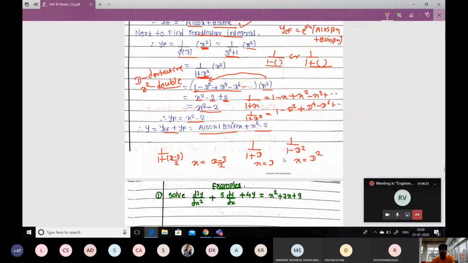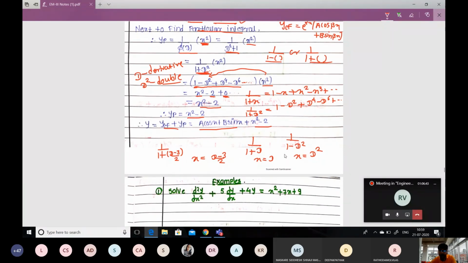So accordingly, you have to identify x. It is 1 upon 1 plus something or 1 upon 1 minus something. That something can be anything. It can be a combination, it can be simply d, or it can be a d square term.